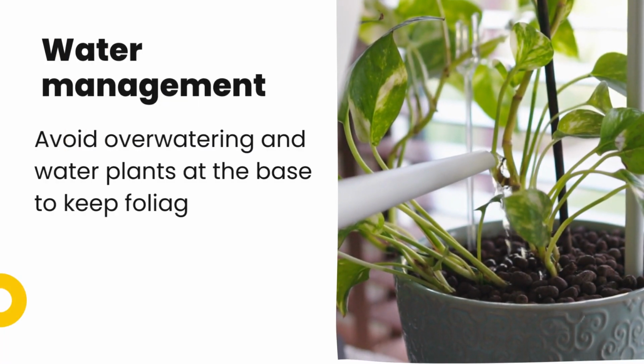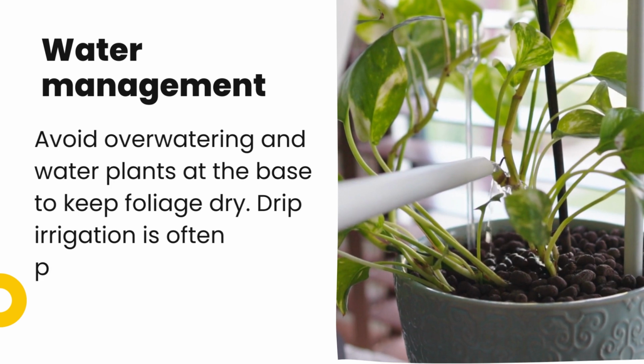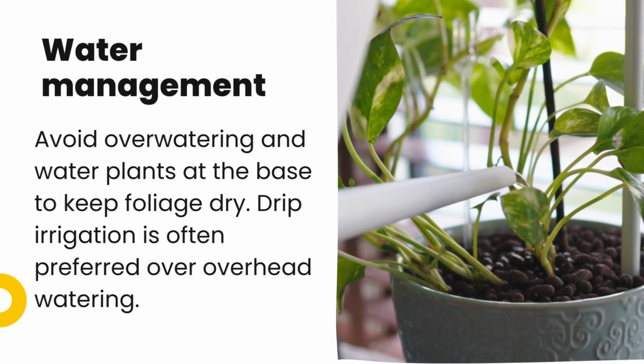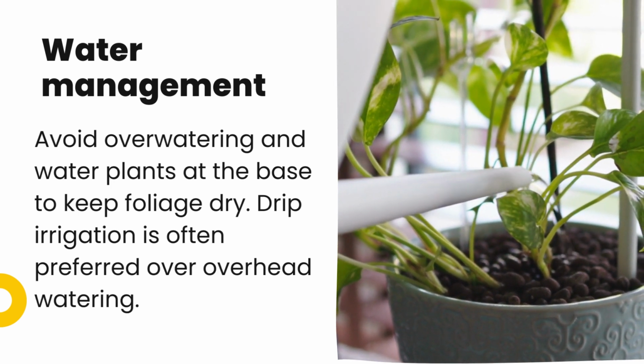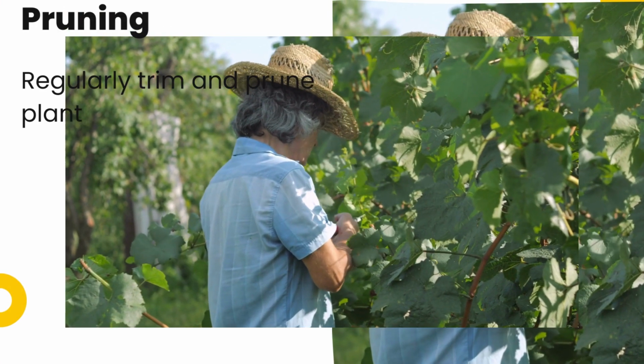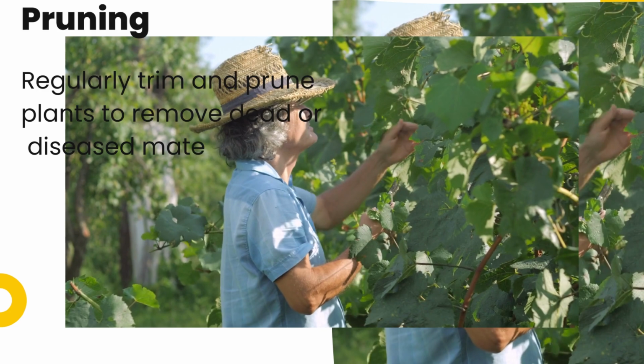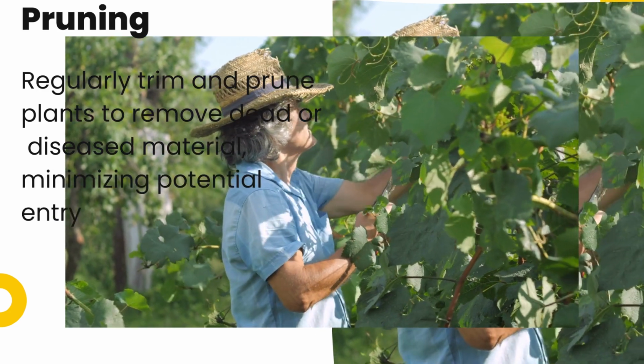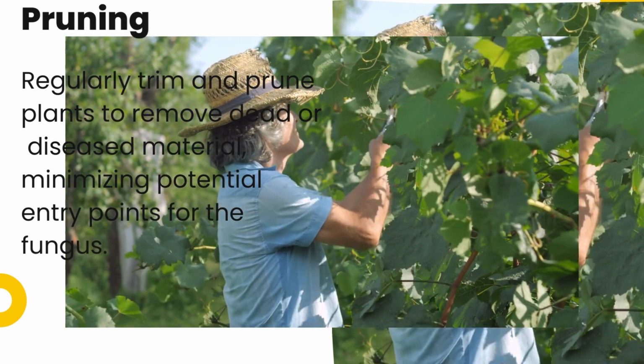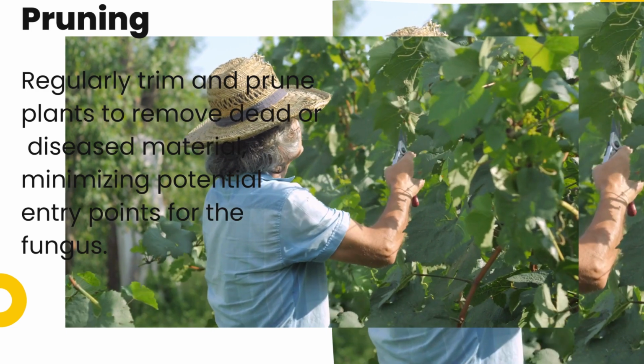Avoid overwatering and water plants at the base to keep foliage dry. Drip irrigation is often preferred over overhead watering. Pruning. Regularly trim and prune plants to remove dead or diseased material, minimizing potential entry points for the fungus.